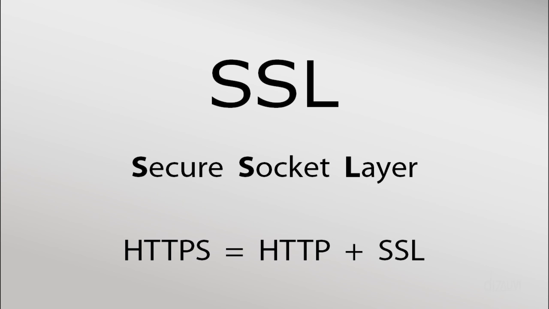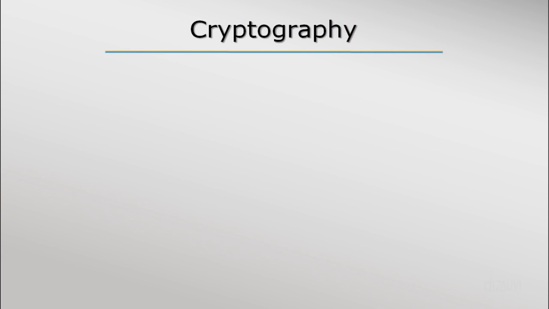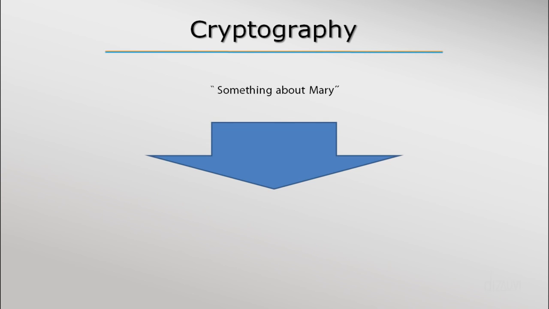So let's understand SSL now. But before we can understand SSL, we must be aware of some concepts of cryptography on which SSL is based. Cryptography is basically the science of hiding information. For example, if we have a string, say something about Mary, we can apply some kind of mathematical transformation to it so that we get a new string very different from the original.